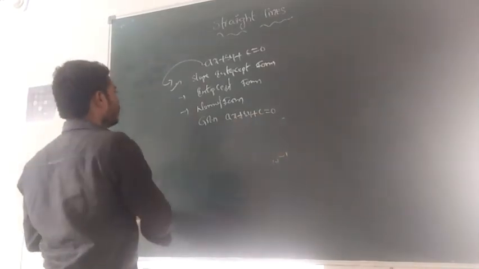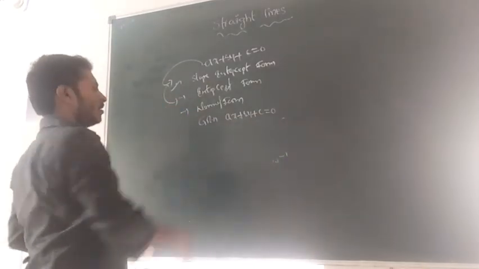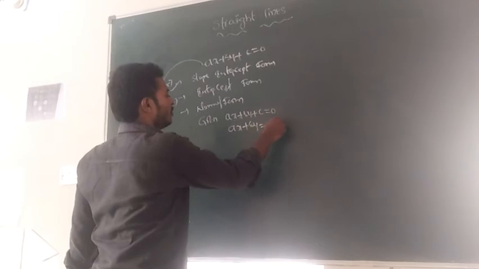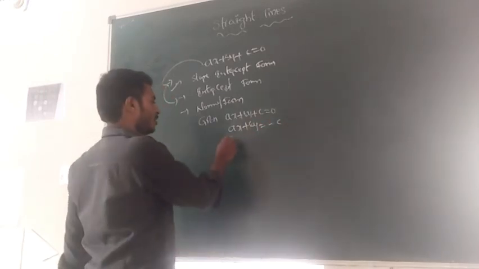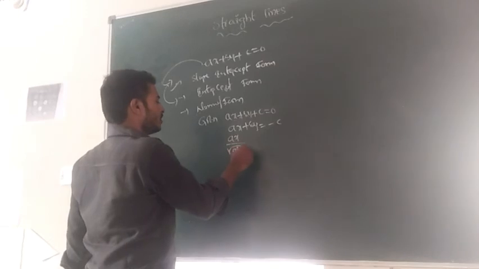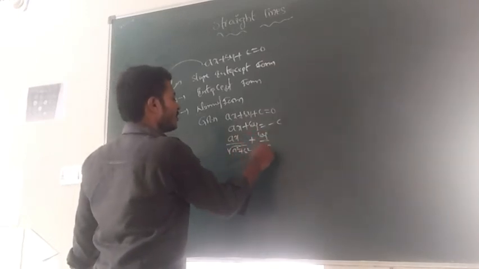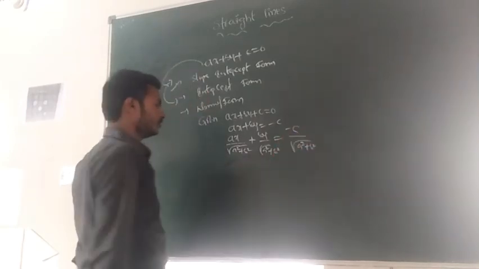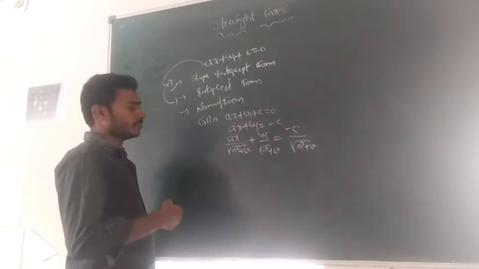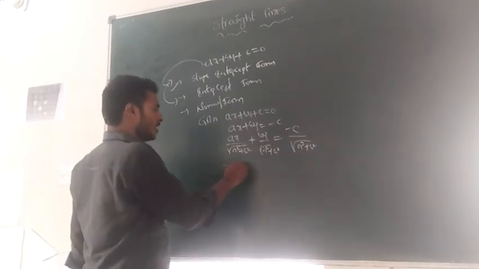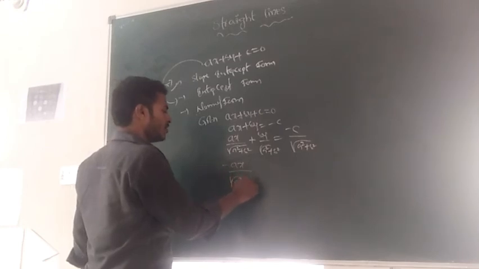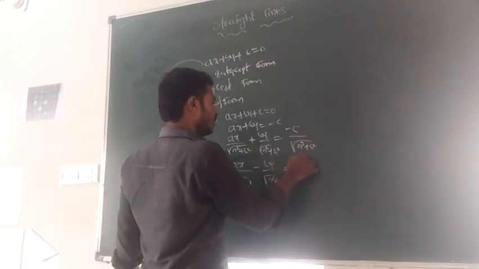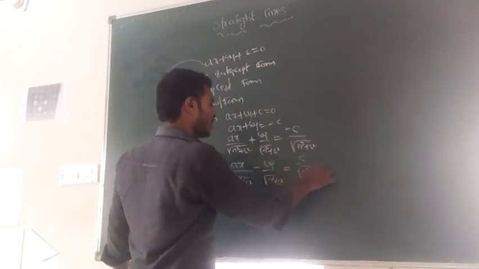Next, it can be converted into normal form. To convert into normal form, ax plus by equal to minus c, dividing both sides by the square root of a square plus b square: ax by the square root of a square plus b square plus by by the square root of a square plus b square equal to minus c by the square root of a square plus b square. Multiplying both sides by minus, we get minus ax by the square root of a square plus b square and minus by by the square root of a square plus b square equal to c by the square root of a square plus b square.